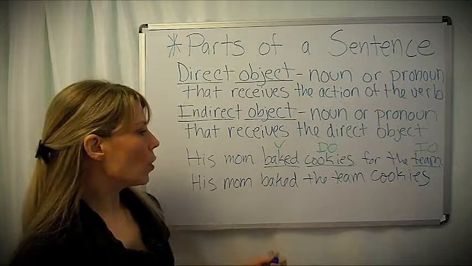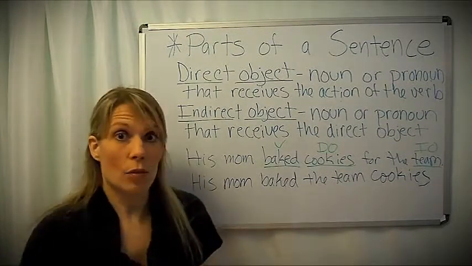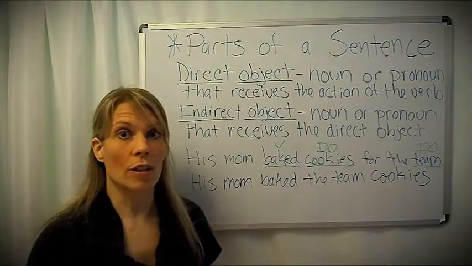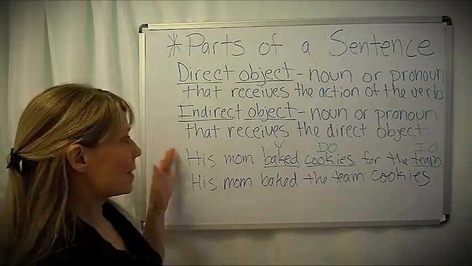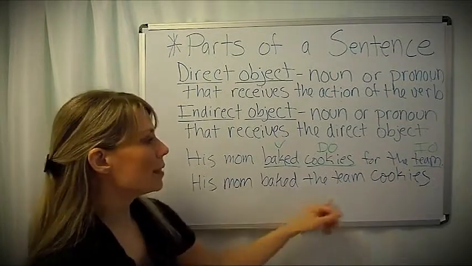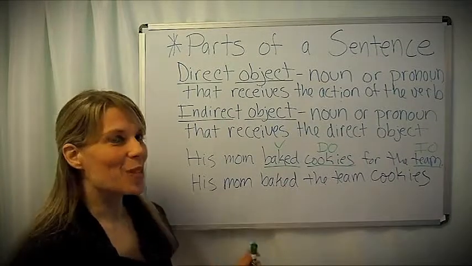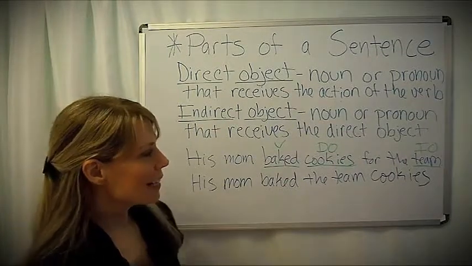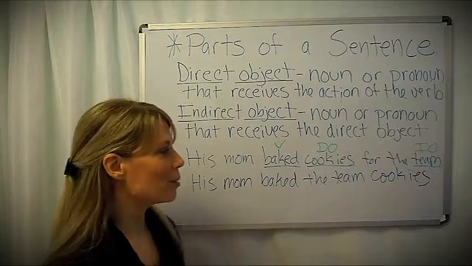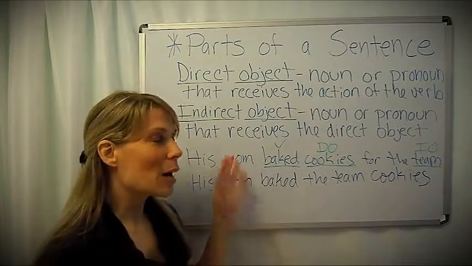So, people say things different ways, right? You notice that yourself when you're talking to people. Sometimes you might say it this way, sometimes you might say it this way. So when we say it this way, his mom baked the team cookies, a lot of times, people are tempted to pick team as the direct object because it's following the verb. And it's important to understand that it's not always going to be the case.